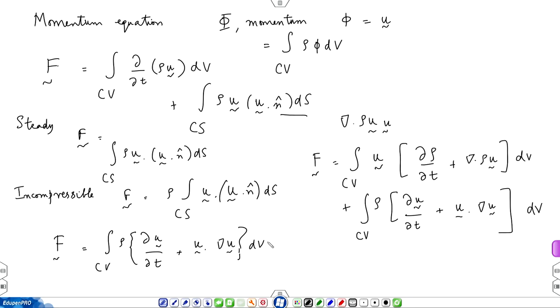Of course, if the flow is steady, then the time derivative of velocity is 0 and you are left only with the second term, which again is equivalent to what we had here. Okay, so let us look at an example again.